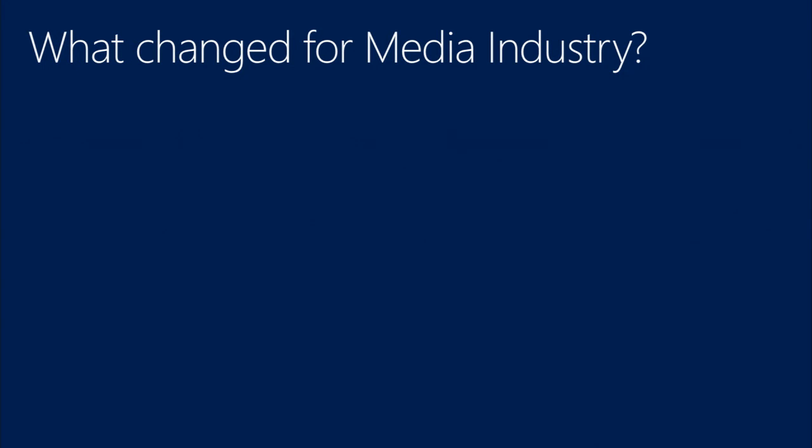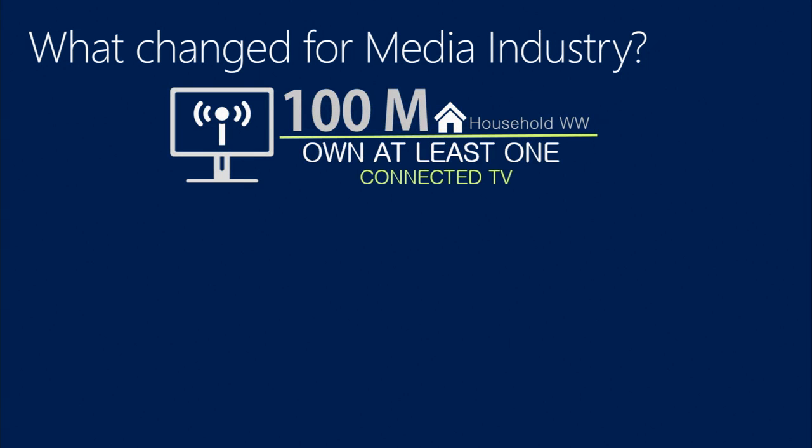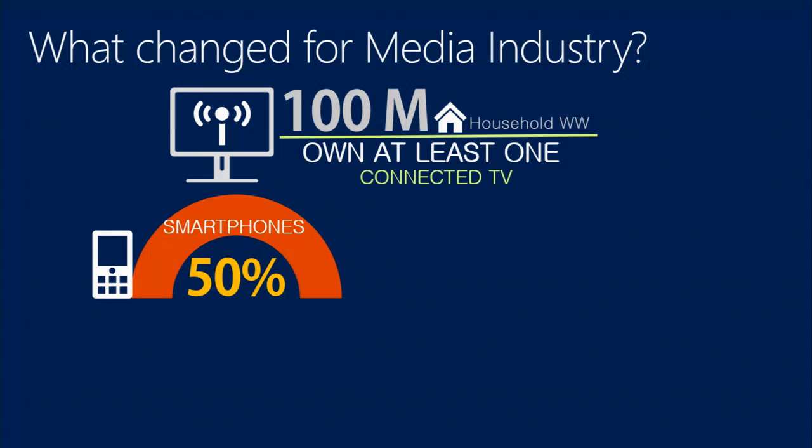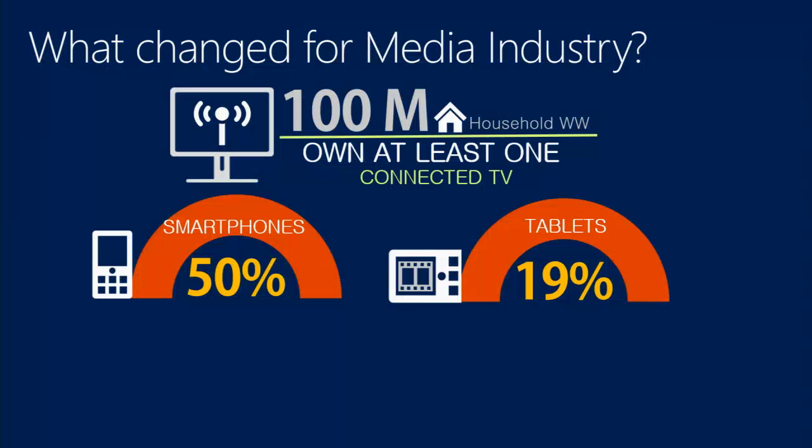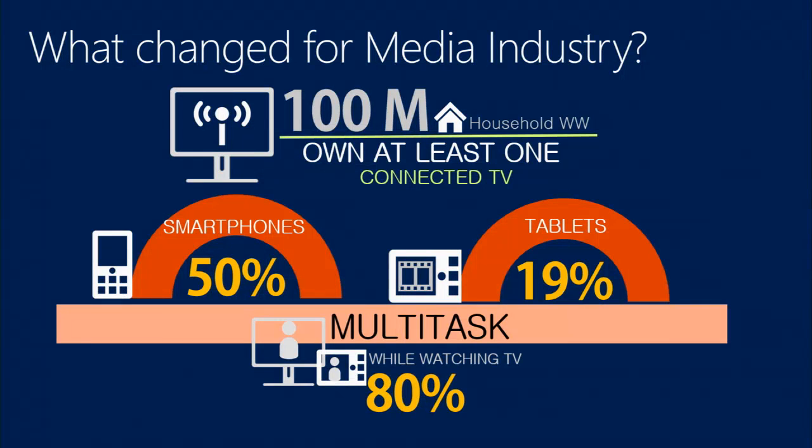Okay, talking about what changed for the media industry, there's certainly a lot. I just want to put that into context: by today, there are more than 100 million households worldwide that own at least one connected TV. So somehow you can go online on TV to watch streaming content. More than 50% of people own a smartphone, and more than 19% of people own a tablet. And most interestingly, more than 80% of people multitask while watching TV. I believe you do so as well, right?